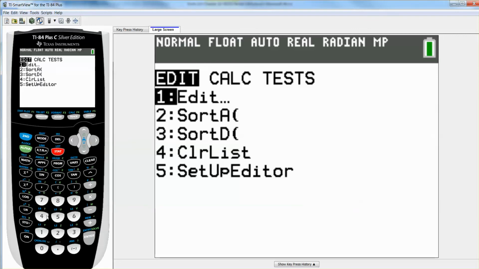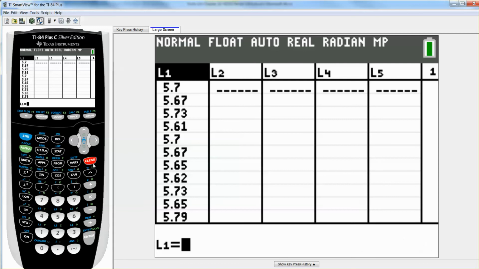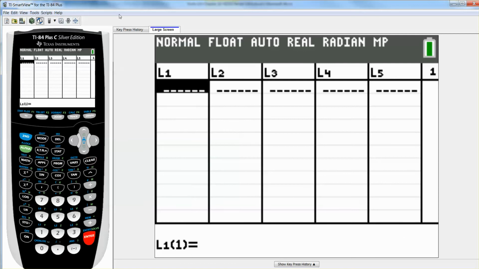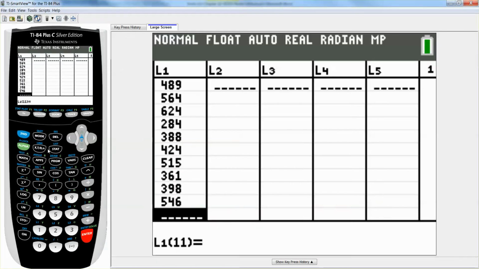I'm going to go to Stat, Edit. I'm going to clear out this old data set from an old problem. I'm going to type in the new data set. So 489, 564, and so on. All right, I'll pause you and I'll enter the data set. There, I've got the data points in there.